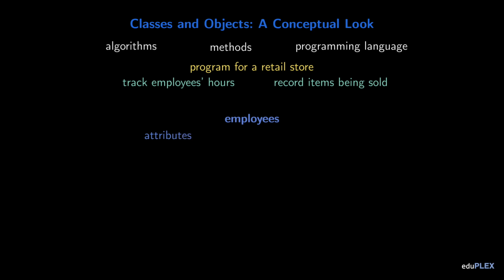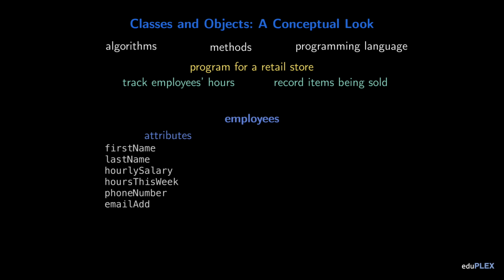Well, each employee has a name, so we could store that in a variable called name, but just to be more specific, let's have a first name and last name. Depending on what their position is, each employee will also have an hourly salary. We'd also need to store the number of hours they've worked, so if they're getting paid weekly, we could have hours this week. We'd also need some contact information so we can schedule them, so let's say phone number, email address, and home address. These are all attributes of our employee.